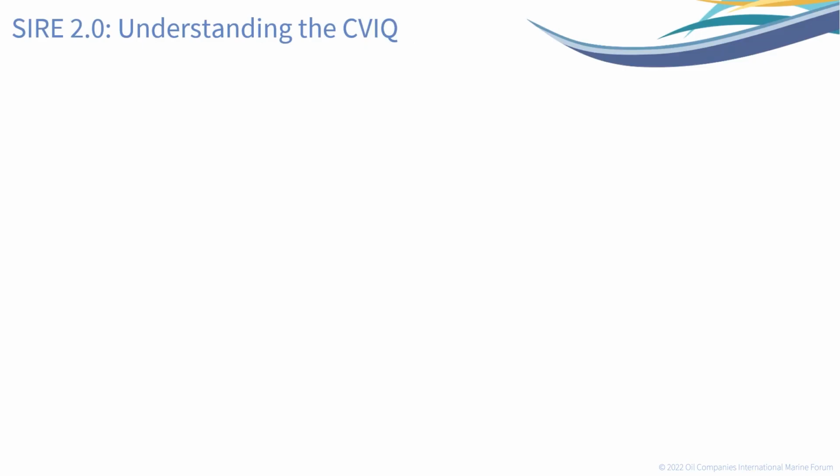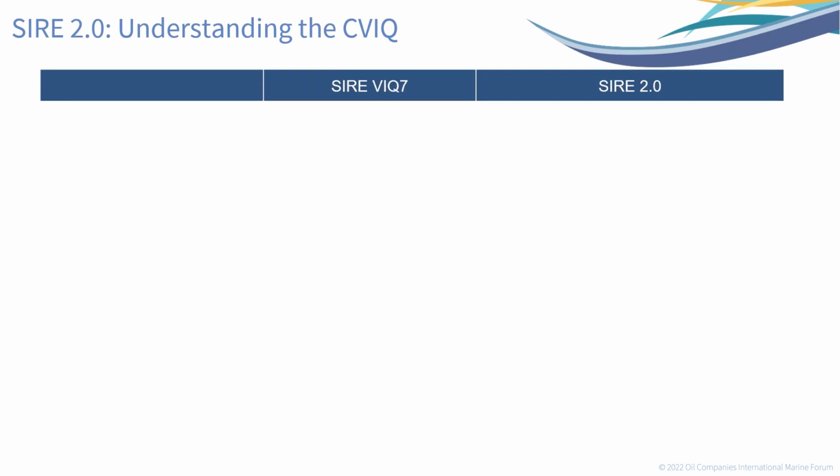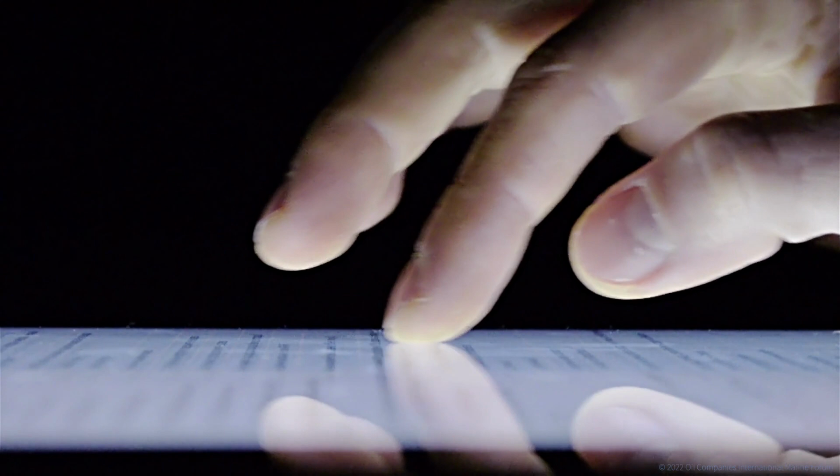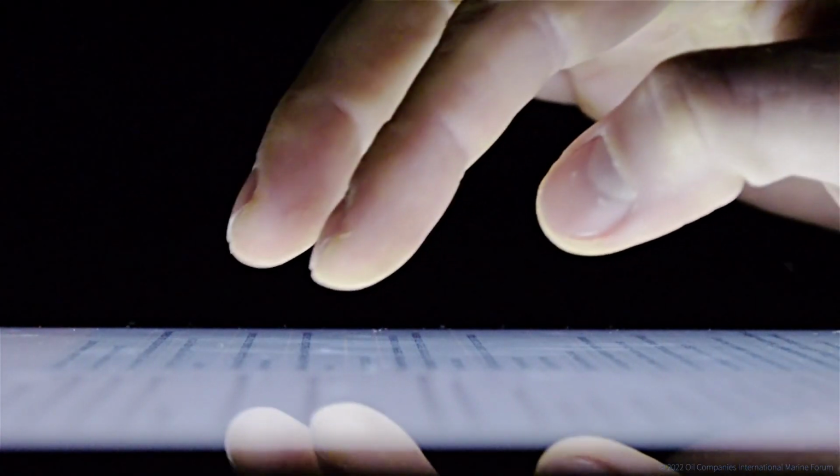Now let us look at the main differences between VIQ7 and Sire 2.0. Included questions. The VIQ7 inspection had a fixed question set for the type of vessel and variant that was selected, with question sets comprised of approximately 300 to 400 questions. Many of these questions were answered as not seen or not applicable, thus adding no value to the end report. The number of questions in a Sire 2.0 CVIQ question set has been significantly reduced, with questions included according to the risk that they address.